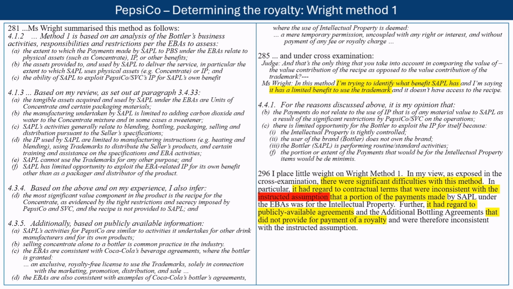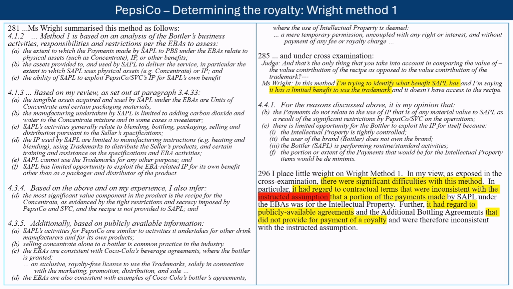And the judge then concludes in a bit of a whining manner. He says, "I place little weight on Ms. Wright's method 1," even though in the end he does use it when we've gone through all 7 methods, but he prefers the other expert's method, which is very similar to Ms. Wright's. And he goes on to say, "In my view, as exposed in the cross-examination, there were significant difficulties with this method." And he then describes them.